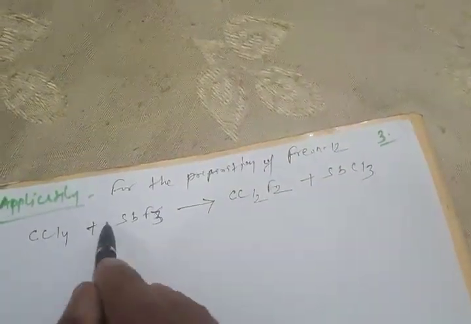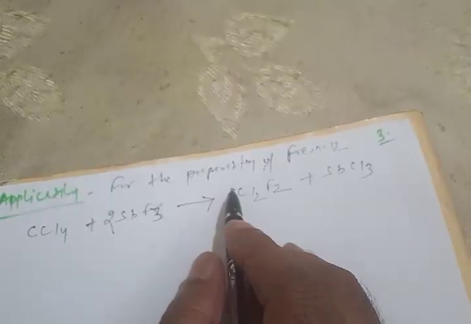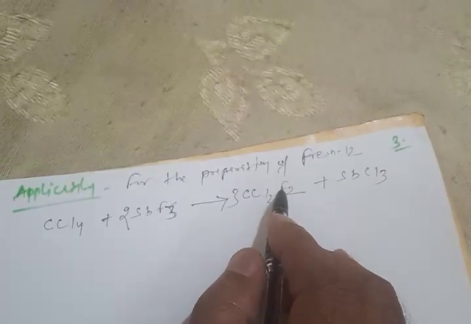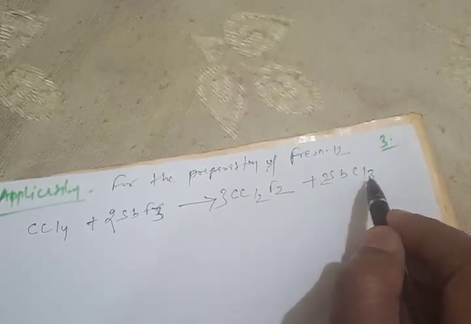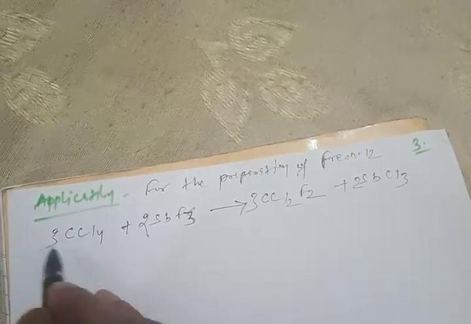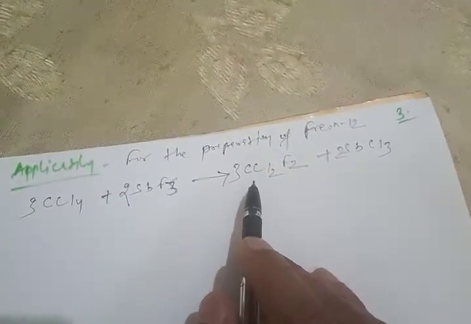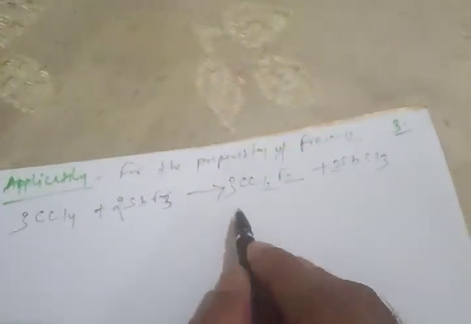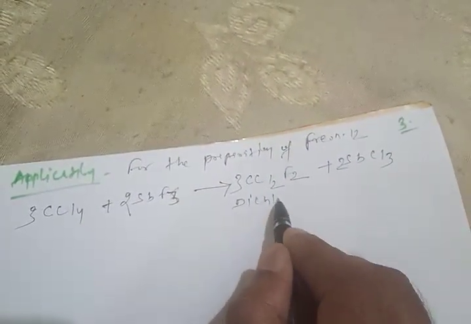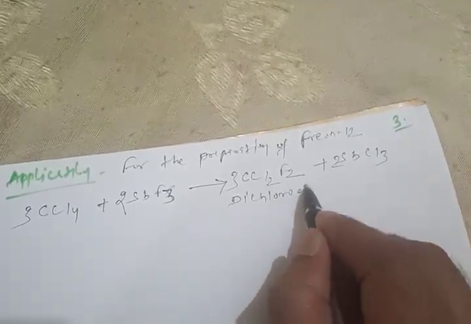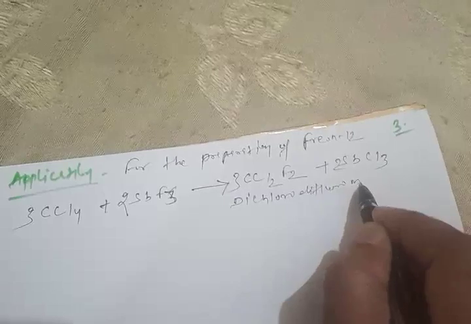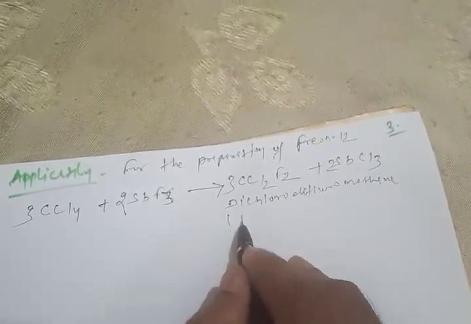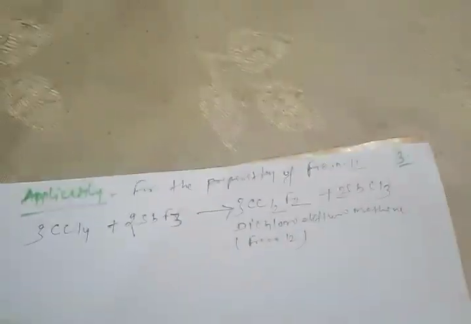You can balance this reaction also. So twice is here, thrice is here, and we have 2, so 2 is here. 6 and 6 is 12, so here we required 3. So this is carbon tetrachloride. Okay, so this is called dichlorodifluoromethane, or freon 12. See, very simple.